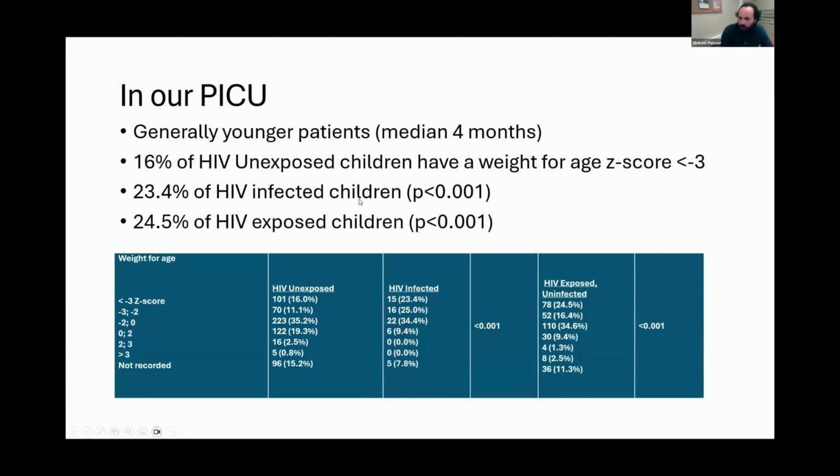Within our ICU, we have a preponderance towards younger patients with a median age of about 4 months. But in that population, in the under 5 group, at least 16% of HIV unexposed children had a weight for age Z score of less than -3. And interestingly, both HIV-infected and HIV-exposed children without infection had increased risks of being severely underweight for age at a statistically significant level. So 23% in the HIV-infected group were severely underweight, and 24.5% in the HIV-exposed uninfected group.